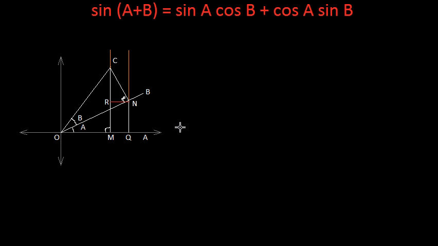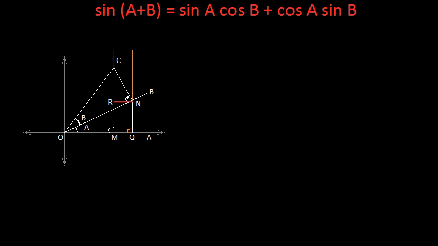And let me extend these lines. So I have extended lines MC and NQ upwards, and as we know that this is also 90 degrees, that means line MC is actually parallel to line QN. We are actually talking about the extended lines.